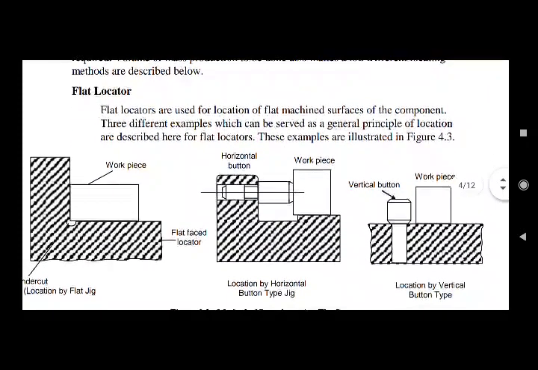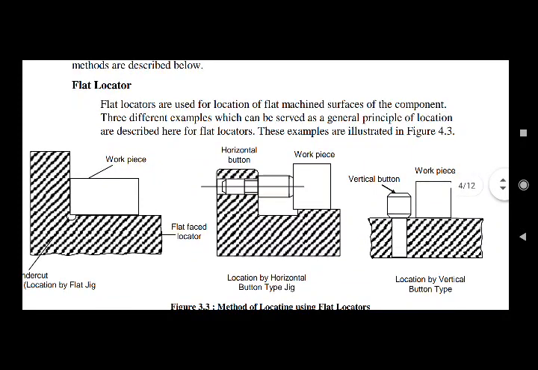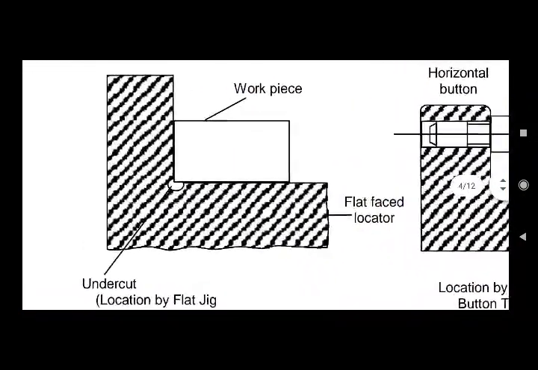The first is flat locator. Now flat locators are used for location of flat machine surface of the component. Three different examples which can serve as a general principle of location are described here for flat locators. These examples are illustrated. Let's see one by one.